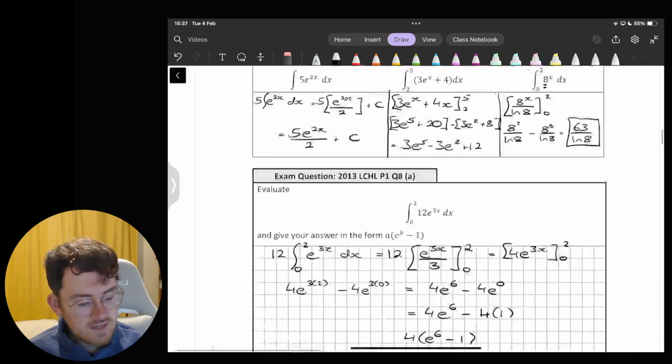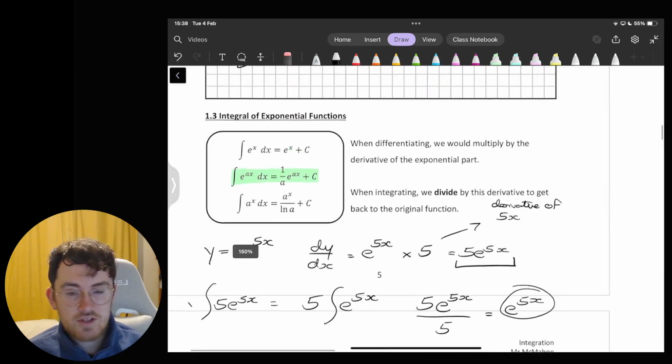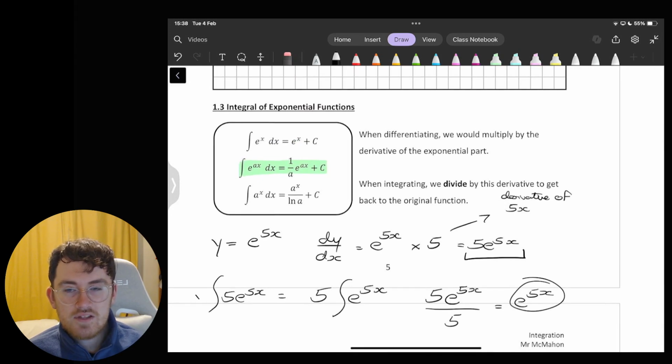But the main thing really for exponential functions, and we'll see it again with our trig functions, be aware and have in the back of your mind, what would I do here if I was differentiating? So I would multiply by the derivative of the exponential part. So because we're integrating and working in the opposite direction, we will now divide by that derivative of the exponential part. So still the derivative, still the number in front of the x, but rather than multiply by it now, we will divide by it.